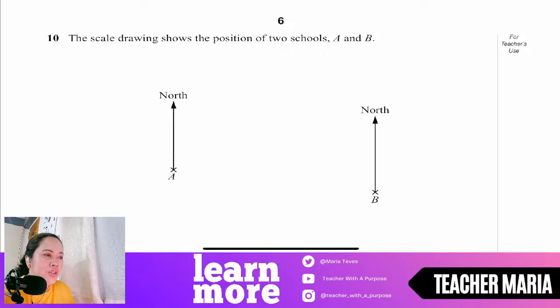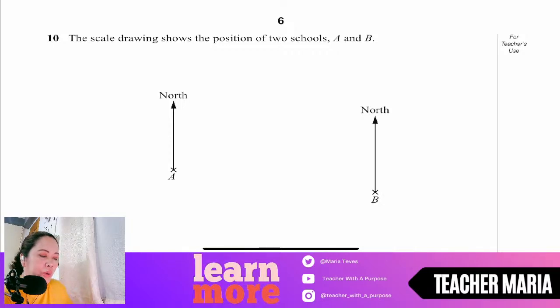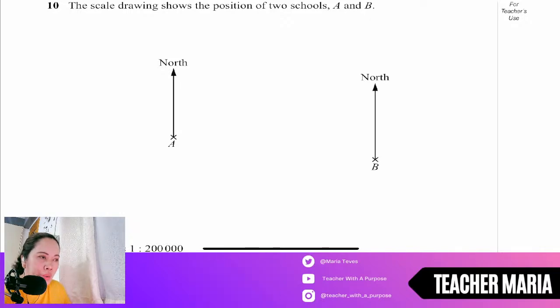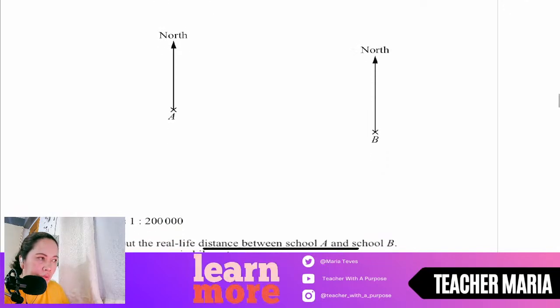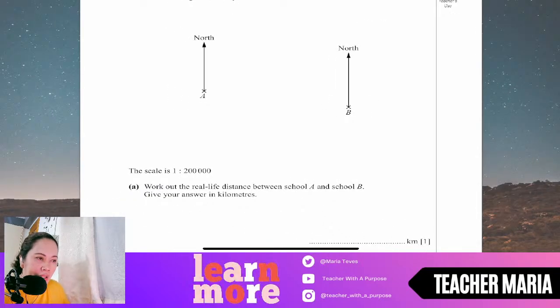All right. So for our scale drawing, here the question is, the scale drawing shows the position of two schools. So school A and then school B. So you are asked, let me scroll it up. I think I have to make it smaller. The scale is 1 is to 200,000.